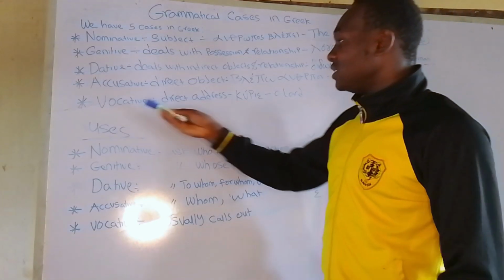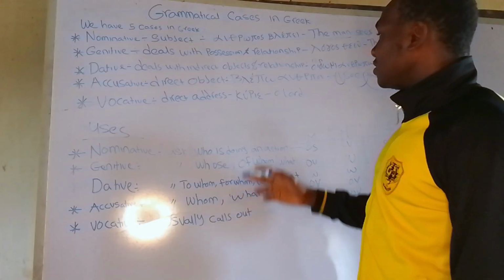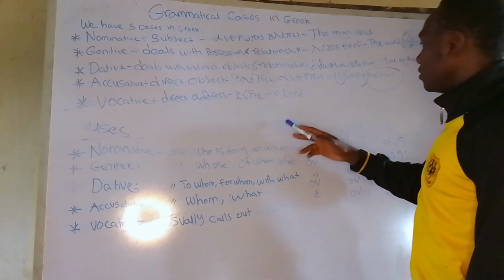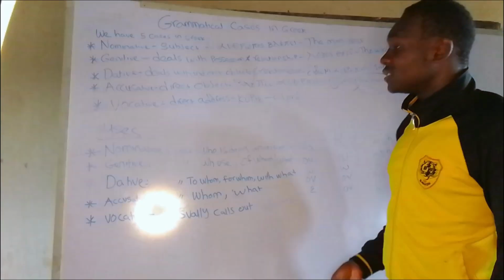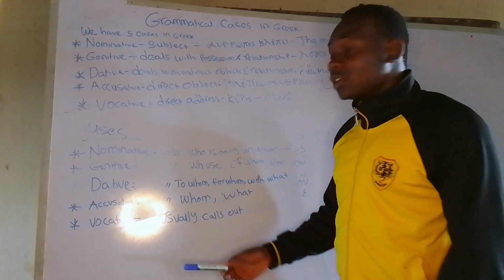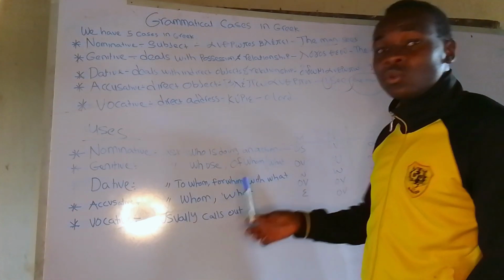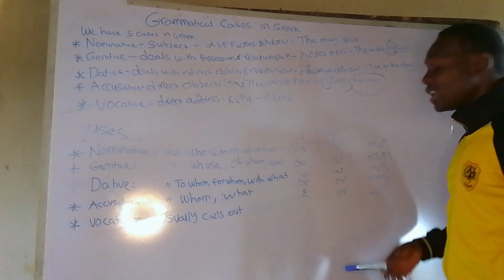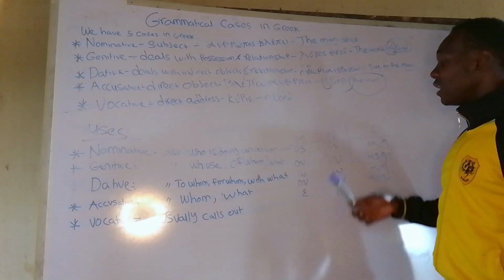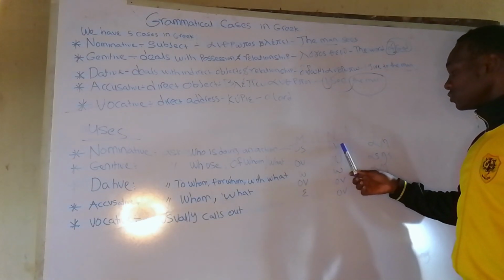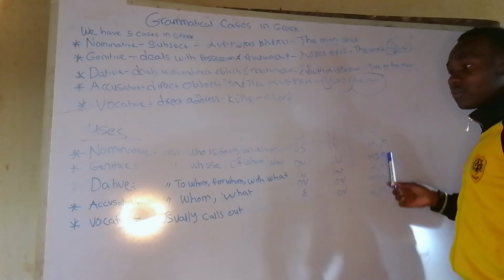So we move on to vocative. Vocative deals with direct address. We have Koine, which means oh Lord. So uses of cases. We have nominative. Nominative usually asks the question of who is doing an action, who is doing or performing an action, and has the following ending. For masculine, we have us. For neuter, we have on. For feminine, we have a or a.